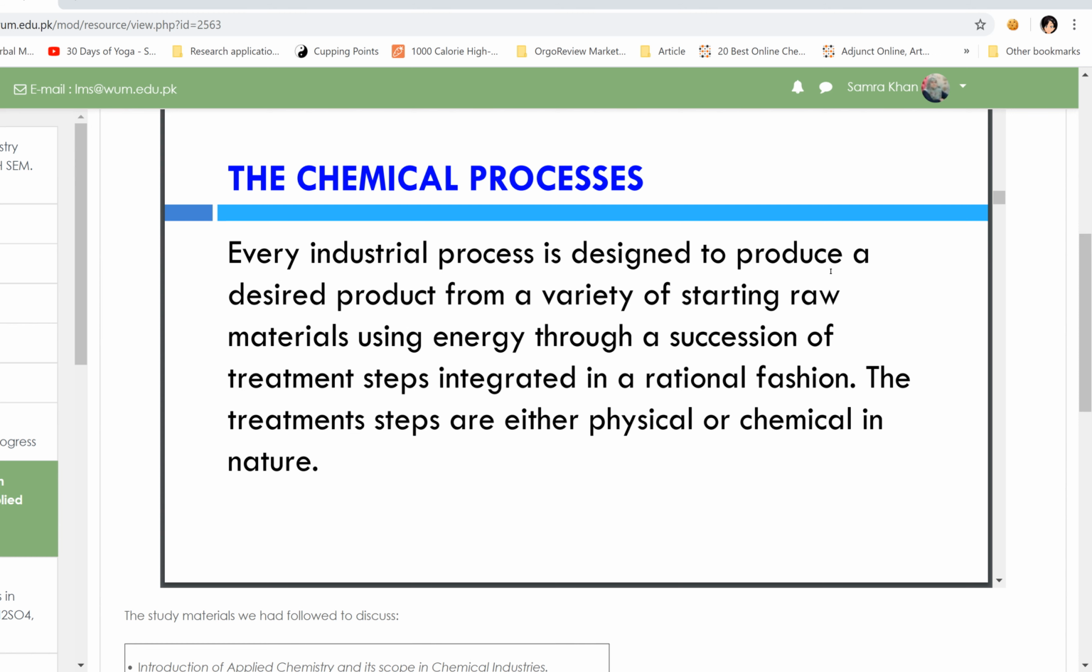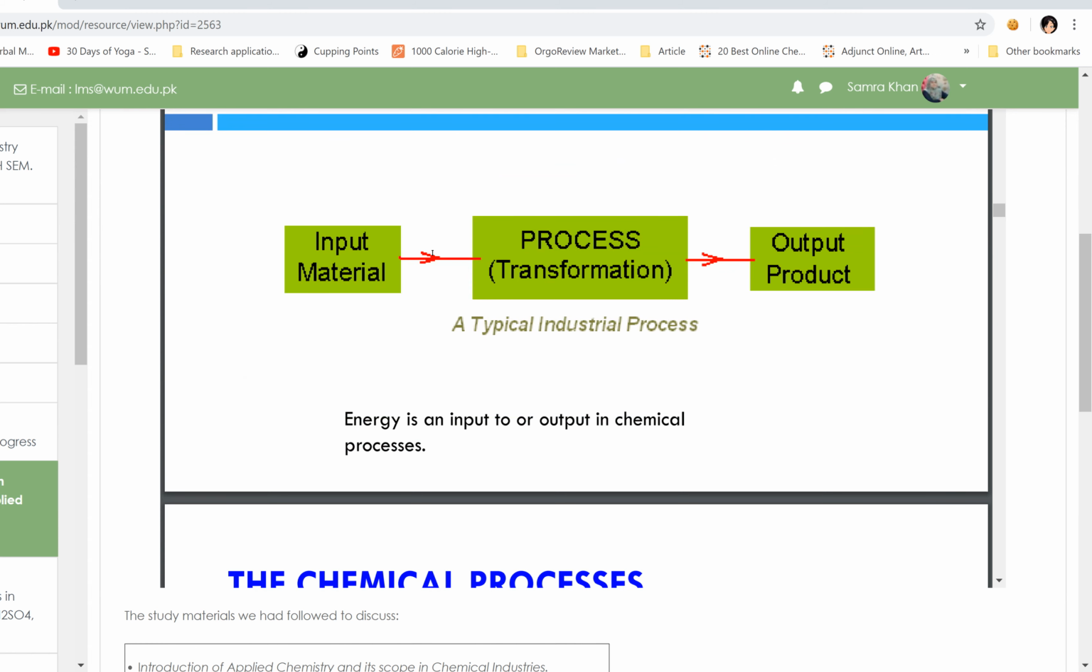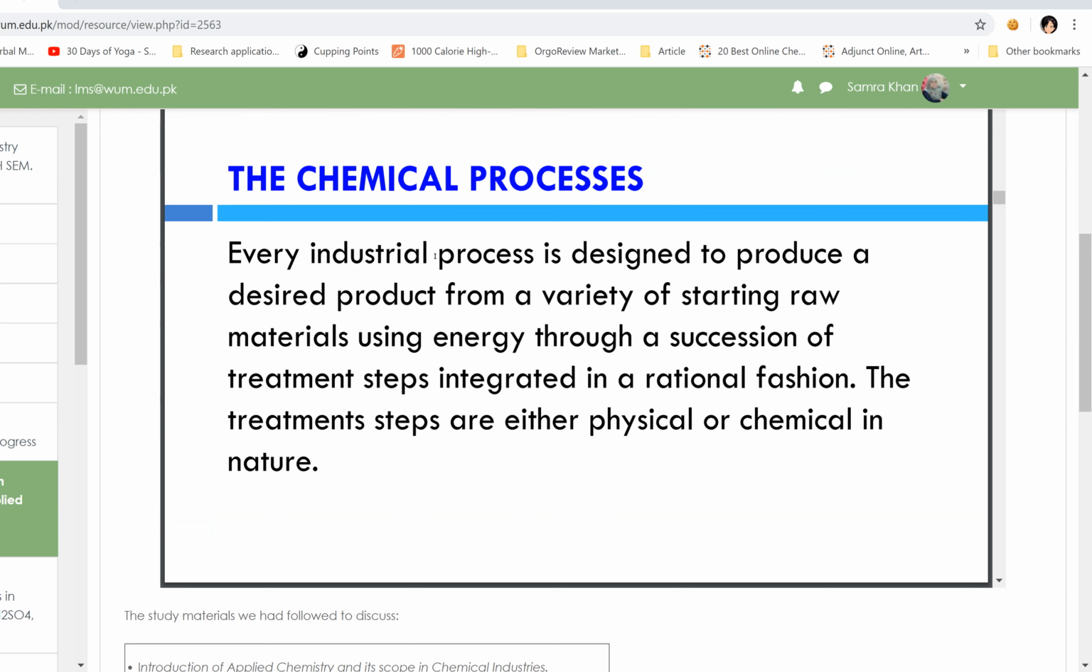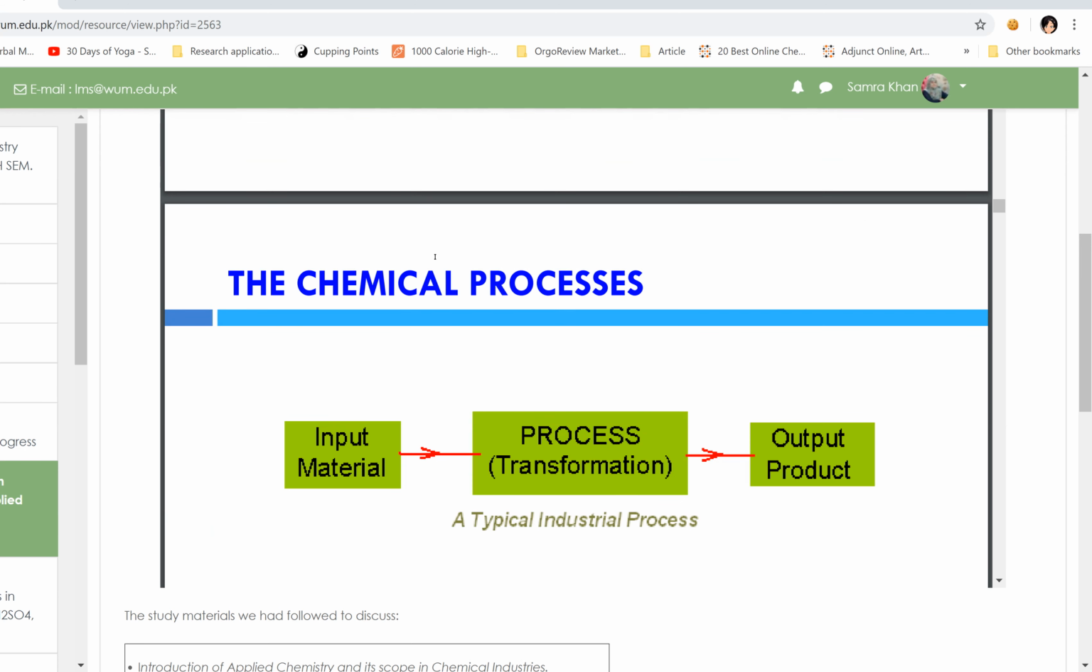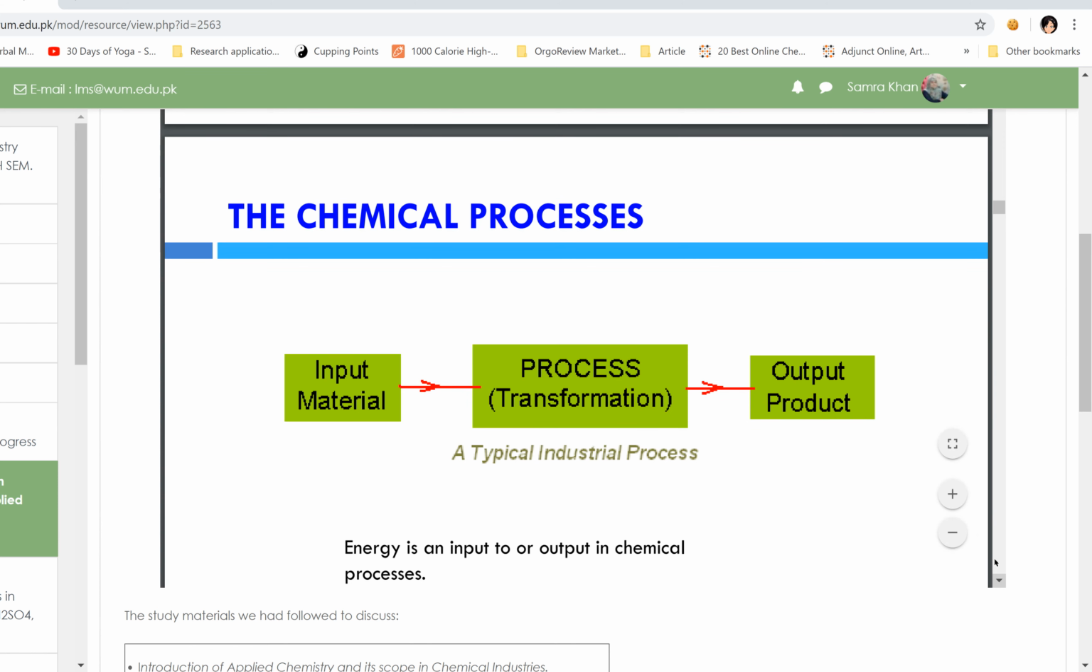This juncture is where we learn about the chemical processes and the unit processes. So let's take a quick revision of that as well. So what is the chemical process? A typical industrial process can be illustrated very straightforwardly: we put in the input material, let's say ammonia, then we have the process transformation, and then we have urea as the output product.